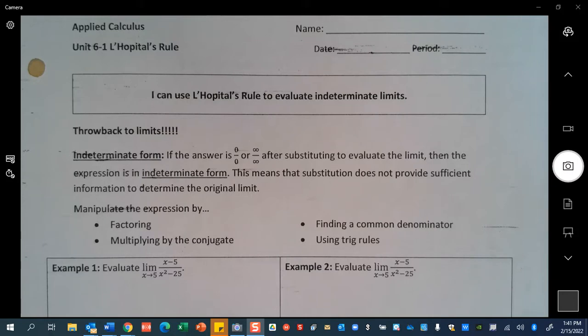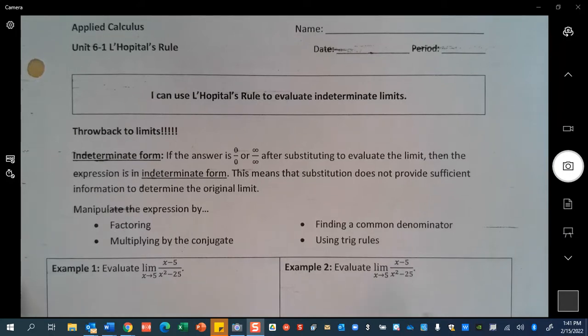So what L'Hopital says is, if you get the indeterminate form whenever you go to take a limit, instead of doing all of that work that we had to do, we can use a new rule that involves the derivative to help figure it out.